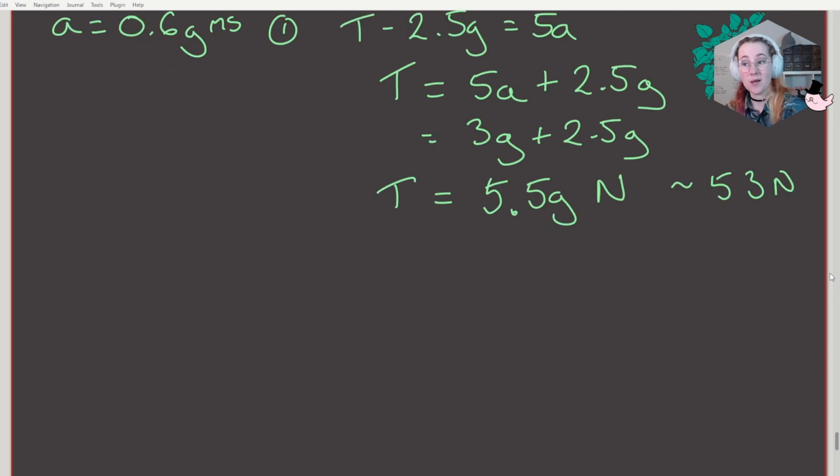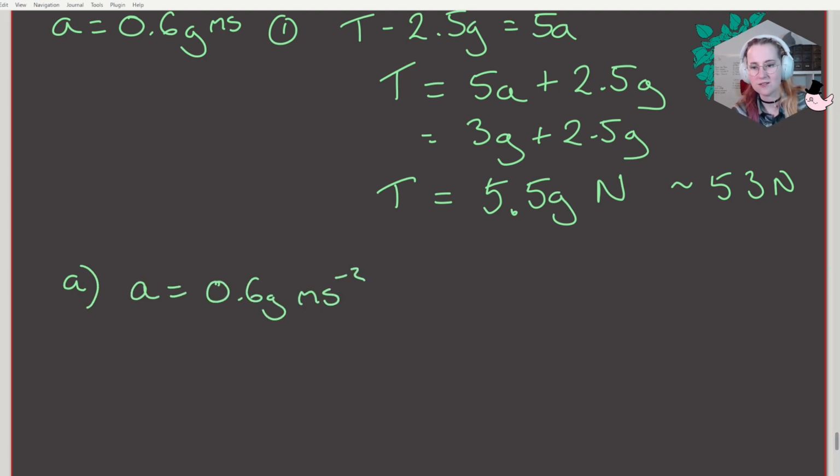Okay, so that's part A and part B, technically. So A gives us the acceleration is 0.6g meters per second squared. Always make sure that you include your units. And the tension is 5.5g newtons.